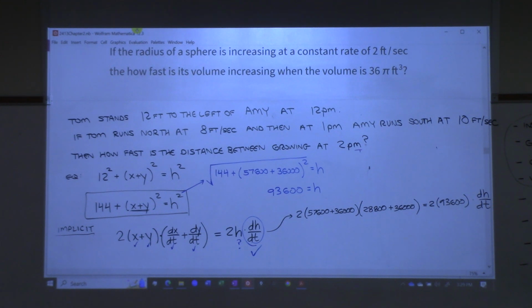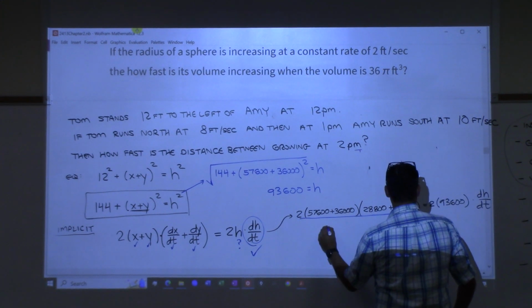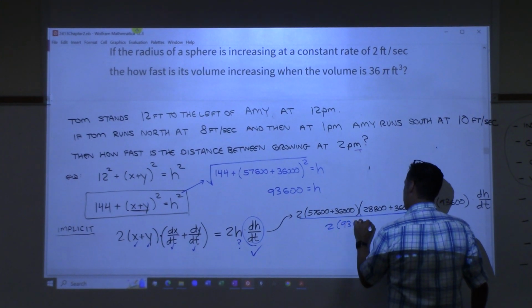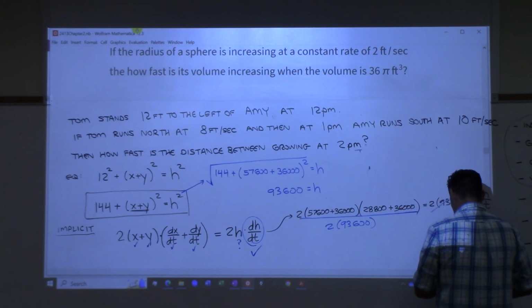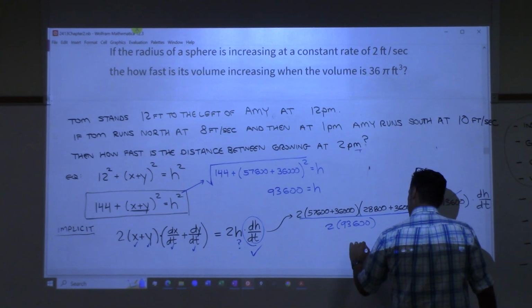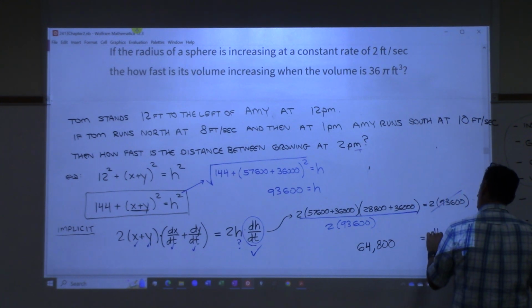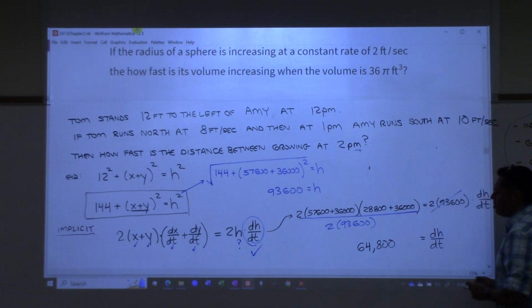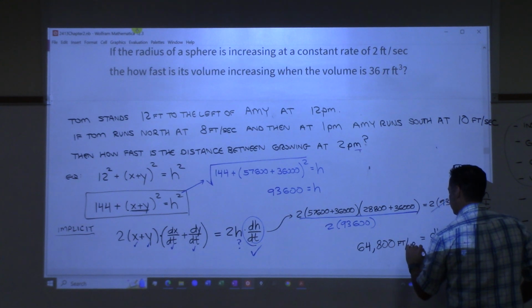64,800. Anyone else get that? I got that as well. You got that? 64,800. So taking this and dividing it by 2 times 93,600 gets rid of it over here. You should get, say it again, what was it? 64,800 is my dh/dt, and that's measured in what? So h is the distance, and that's measured in feet, and then time was measured in hours.